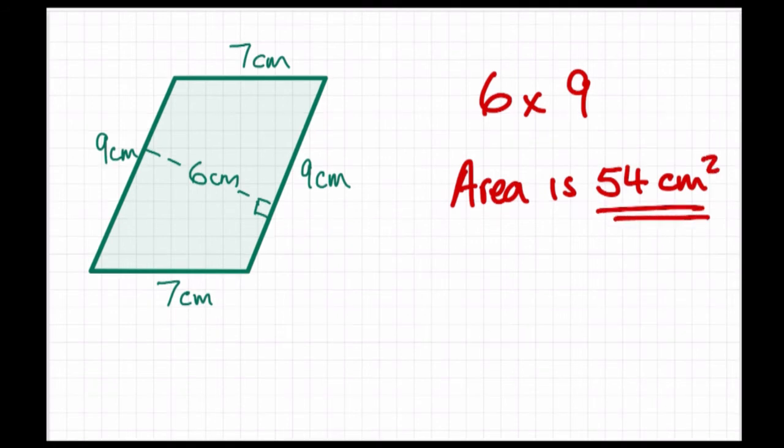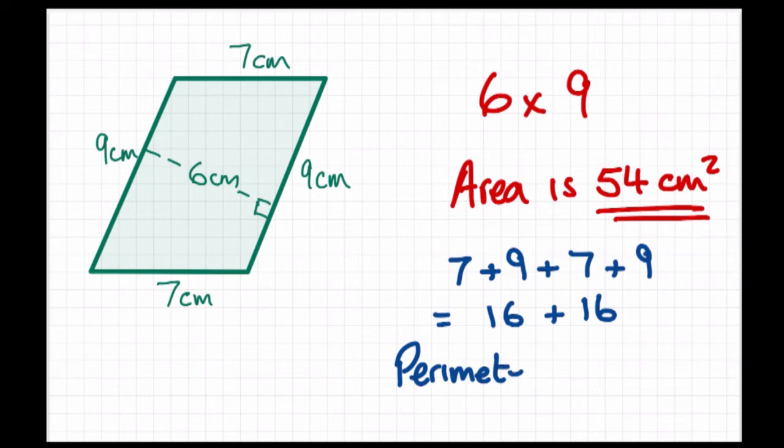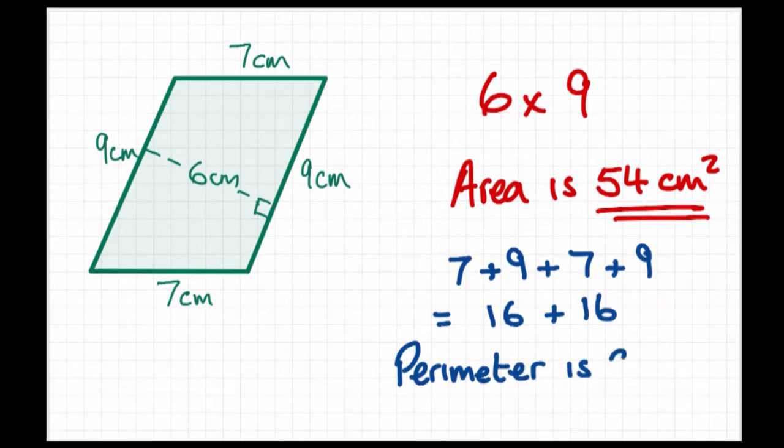Now, because of all these measurements, we can also work out the perimeter. That's what you get when you add all of the sides together. And then I'm going to do it 2 at a time. 7 plus 9 is 16, so it's 16 plus 16, which is equal to 32. So the perimeter is 32, and that will be in centimeters because it's a length.